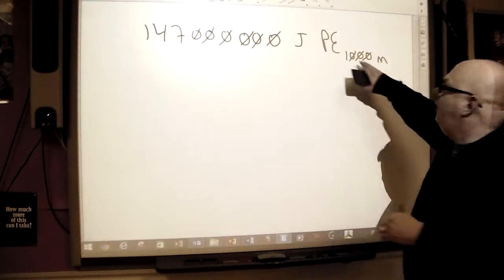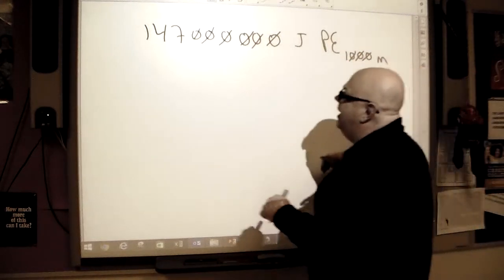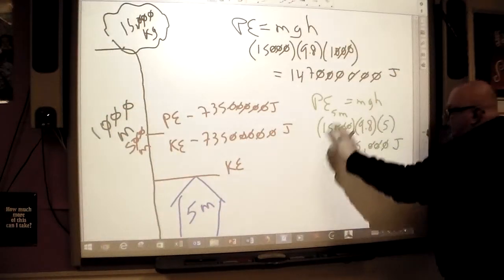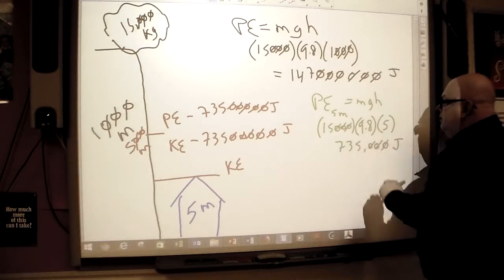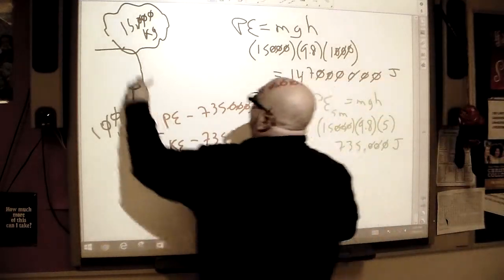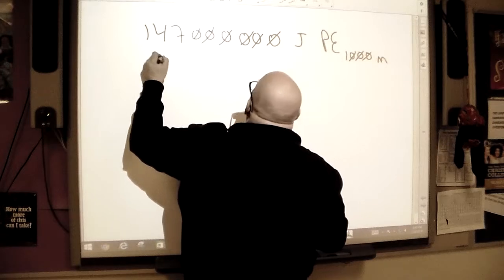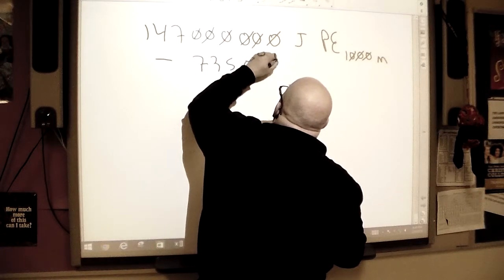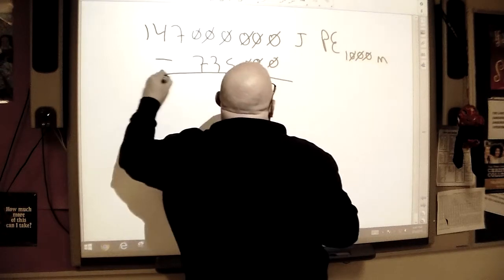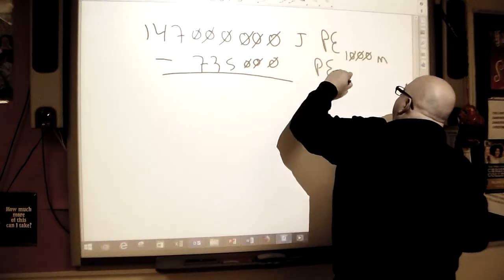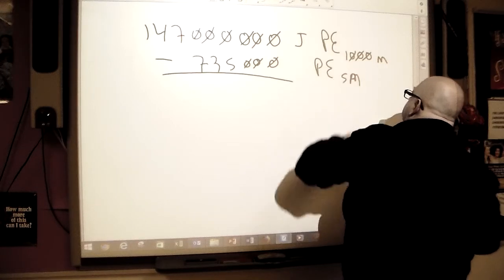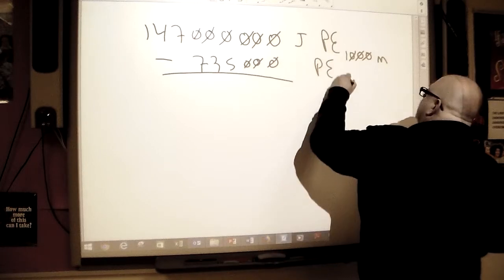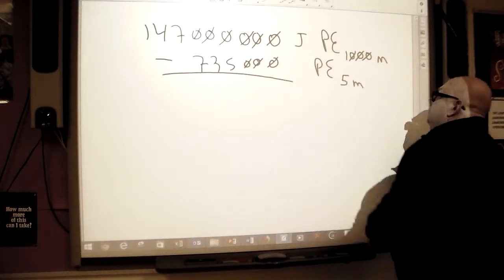Now, notice I'm writing this out so you guys can see it. Now, we go back, and what's the potential energy at 5 meters? It's just merely 735,000. So, in other words, we're going to subtract 735,000 joules. Now, that's the potential energy at 5 meters. Here, let me erase that. It looks like an S and an M. So it's at 5 meters.